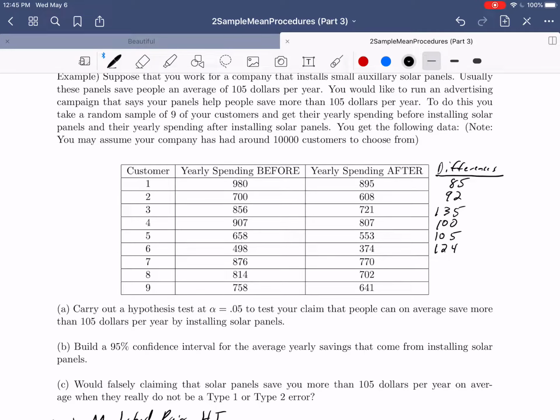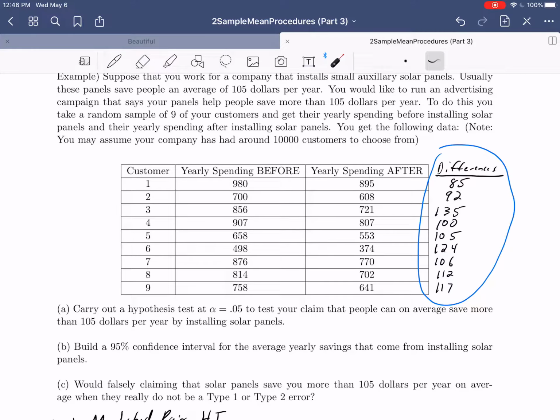876 minus 770. Looks like that's 106. 814 minus 702. That's 112. And then 758 minus 641. Looks like that's 117. So this right here, this is actually going to be the data set that we will be using.